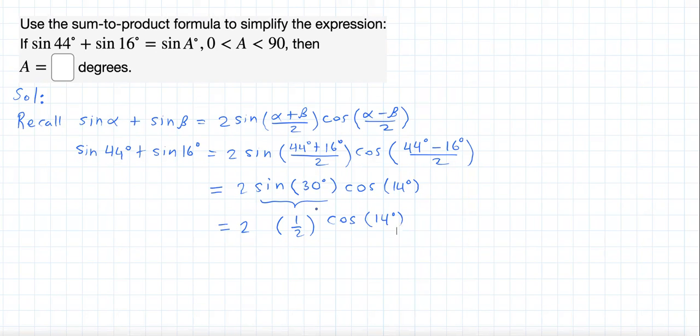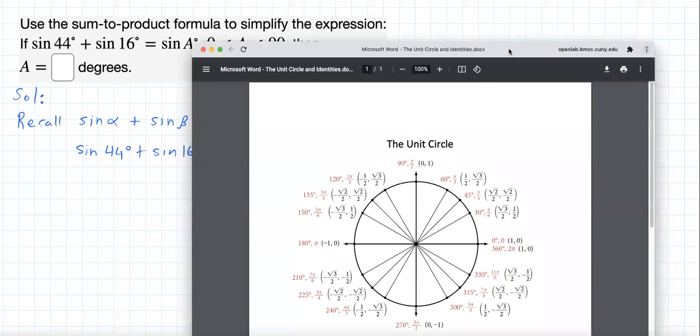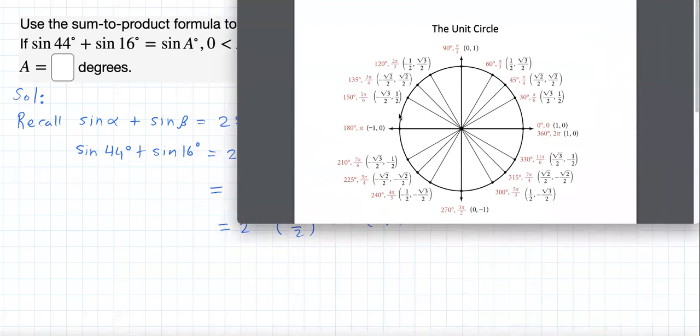Now, Professor, how do you know sine of 30 degrees is 1/2? Well, if you don't remember, you can always look back at a unit circle. And you see that for 30 degrees, the y-coordinate is 1/2. The second coordinate is 1/2 here. So this is sine. Sine of 30 degrees is 1/2. I took it from there.